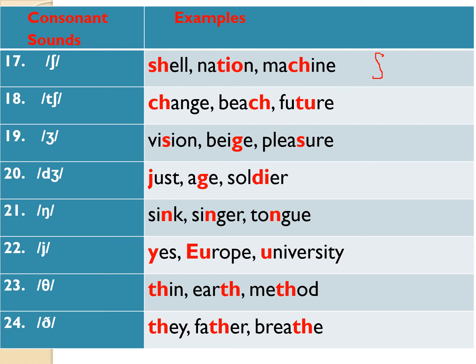Change, beach, future. So t-sh, ch. Next one is not z. It is spelled as z, but it's pronounced as zh. Vision, beige, pleasure. Okay, so it's a zh sound.